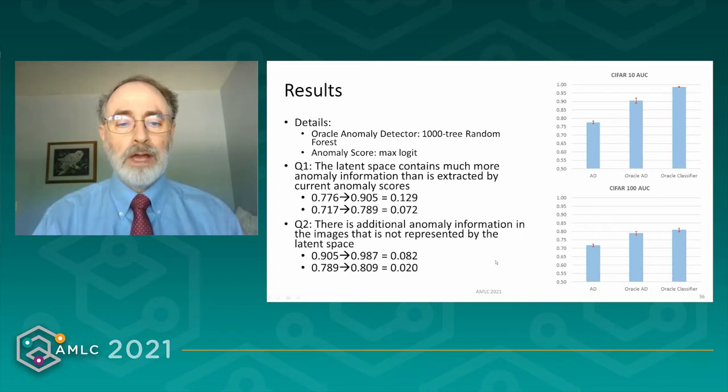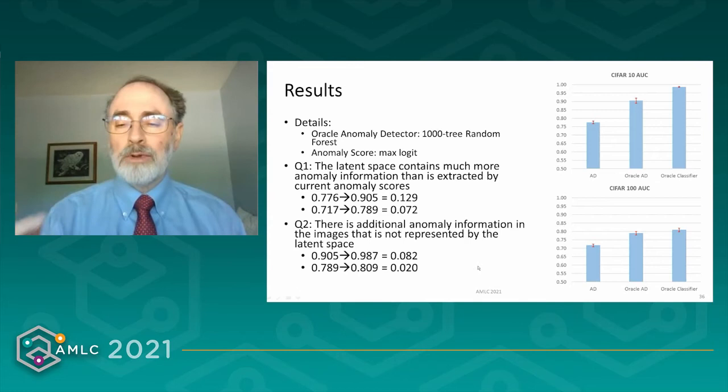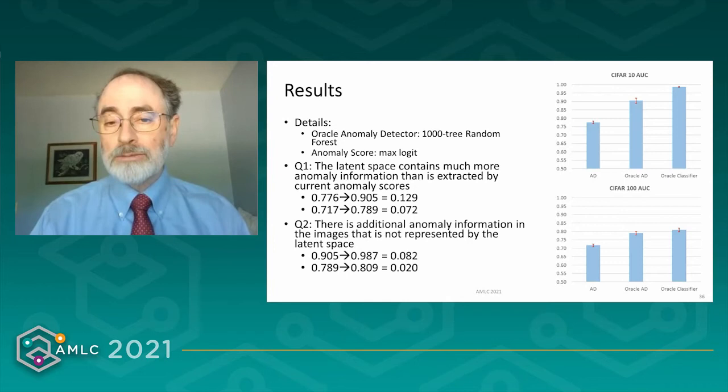So we have eight AUC points if we just use an Oracle anomaly detector, and we get an additional 2 points if we can get a better representation. So surprisingly, these latent representations learned during classification are quite good. Perhaps not as good as we would like them to be, but a lot better than they seem to be performing using our current anomaly scores.